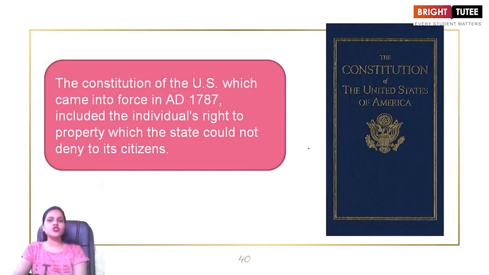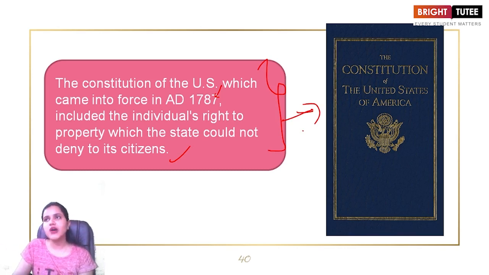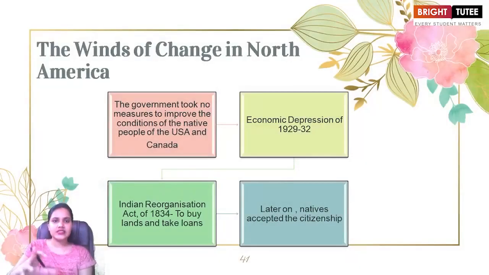Now the Constitution of the United States, which came into force in AD 1787, included the individual's right to property, which the state could not deny to its citizens. So somewhere like our Indian Constitution that came after India's independence, likewise the United States of America also made their own constitution that was enforced in the year 1787, and it talked about the individual's right to property, which the state could not deny to any citizens in that region.